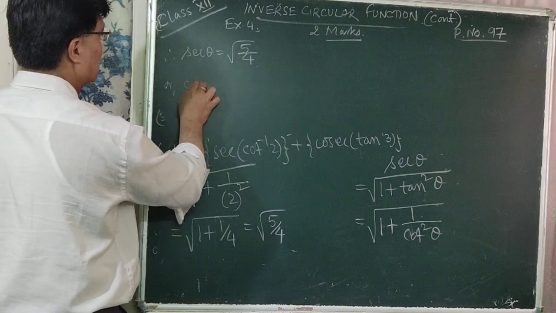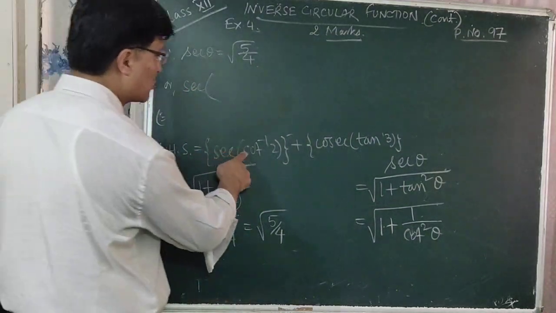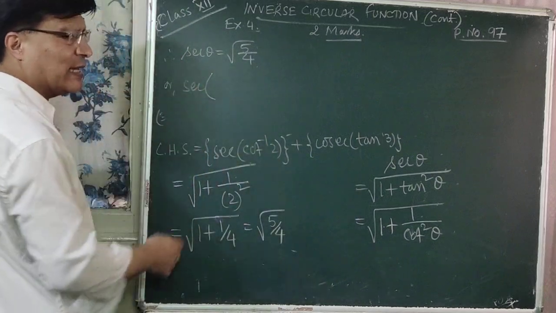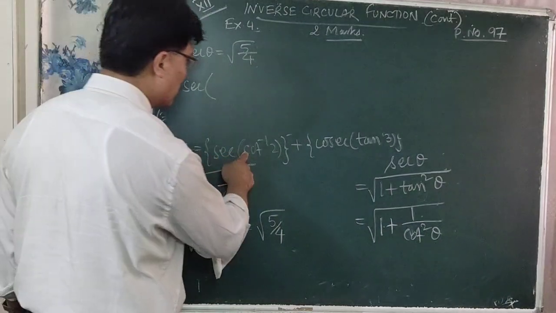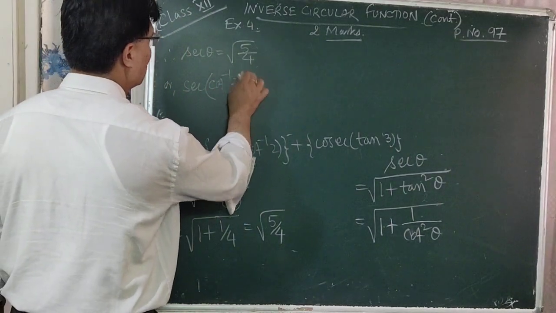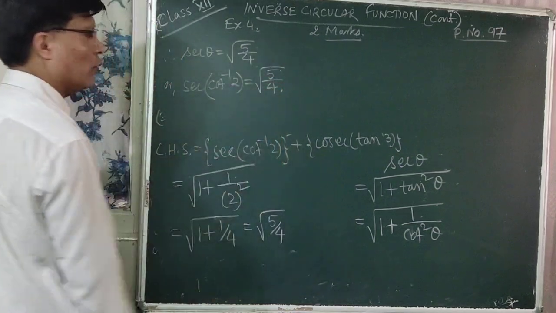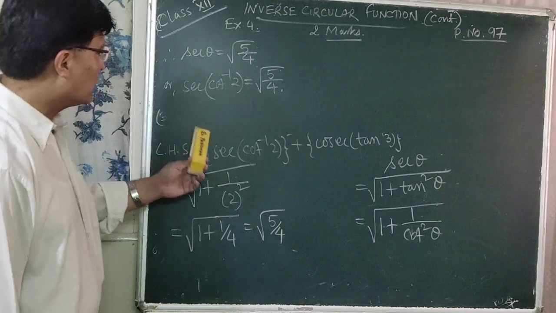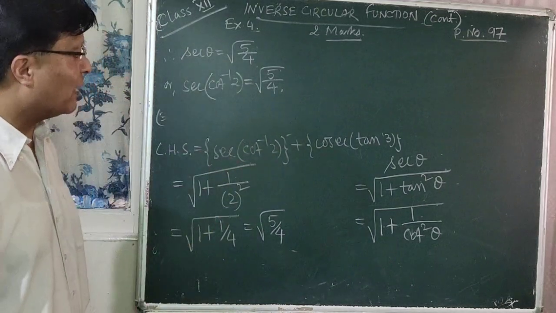Actually, what was theta? Theta was cot inverse 2, isn't it? You can see it in the previous steps. Theta was cot inverse 2. So sec cot inverse 2 is equal to square root of 5 by 4. So the value for the first term, sec cot inverse 2, is square root of 5 by 4.